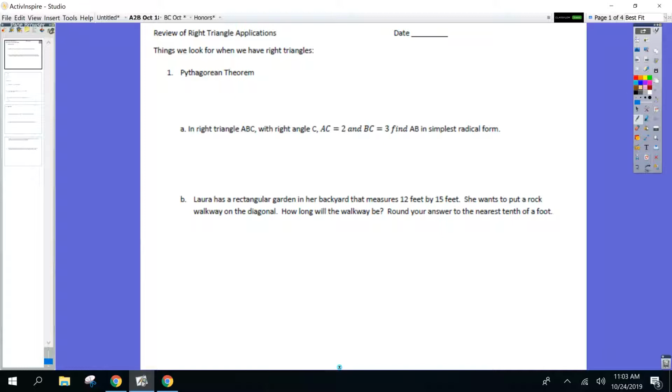Pythagorean theorem, you guys know a squared plus b squared equals c squared. Just a reminder, this is huge. It can only be used in what type of triangle? Only for a right triangle. Yep, nothing else.